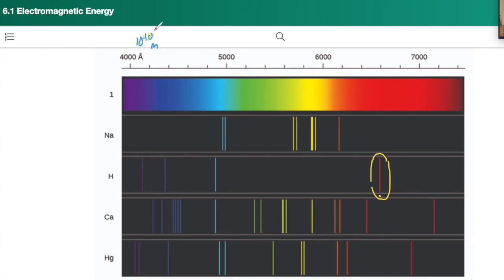An angstrom is 10 to the negative 10 meters. It's 1/10 the size of a nanometer. So 6,000 angstrom would be 600 nanometers, and 7,000 angstrom would be 700 nanometers. So we have this line over here at 656.3 nanometers, and this line over here at 486.2 nanometers. Those are two of the very famous lines for hydrogen.